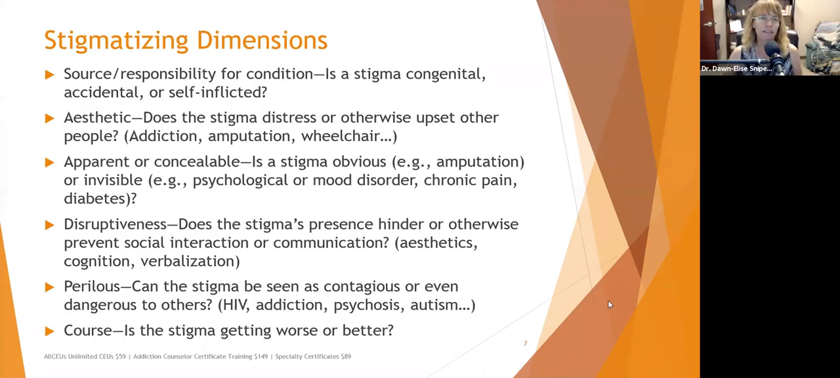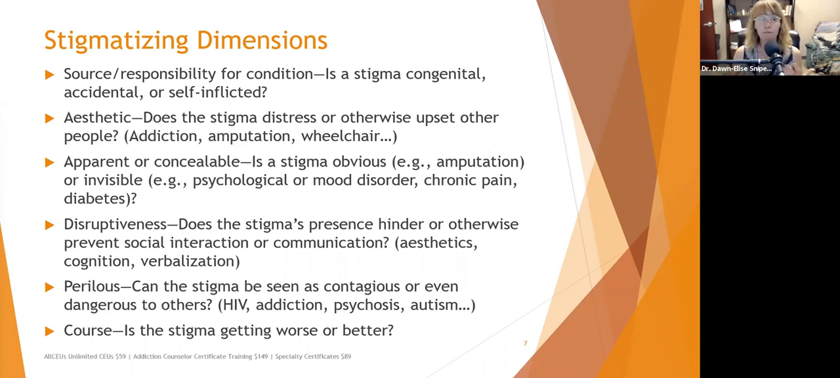Stigmatizing dimensions. I talked about discrimination earlier and recognizing it. Well, this is where we can step in with advocacy, and we can encourage people to self-advocate and families to educate. The source or the responsibility for the condition tends to be more stigmatized if it's seen as self-inflicted. It's less stigmatized if it's accidental or congenital. Doesn't mean there's no stigma there.